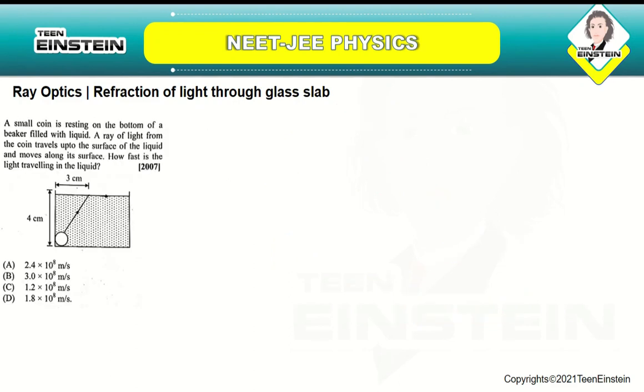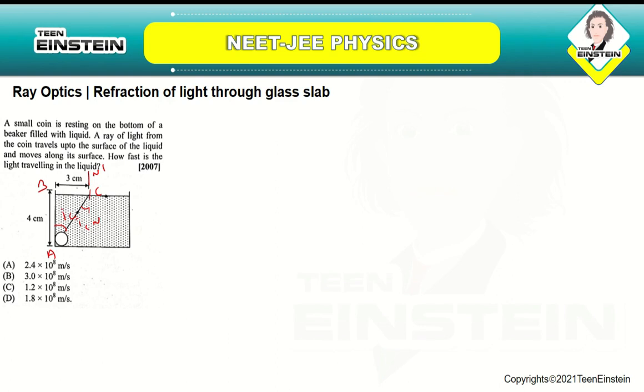A small coin is resting on the bottom of a beaker filled with liquid. A ray of light from the coin travels up to the surface. How fast is the light traveling in the liquid? Here they have given you the values: this is 3 centimeters and here it is 4 centimeters. You can just mark it as A, B and C. This is the normal, you can put it as N, N dash, and this is IC and this one is IC.